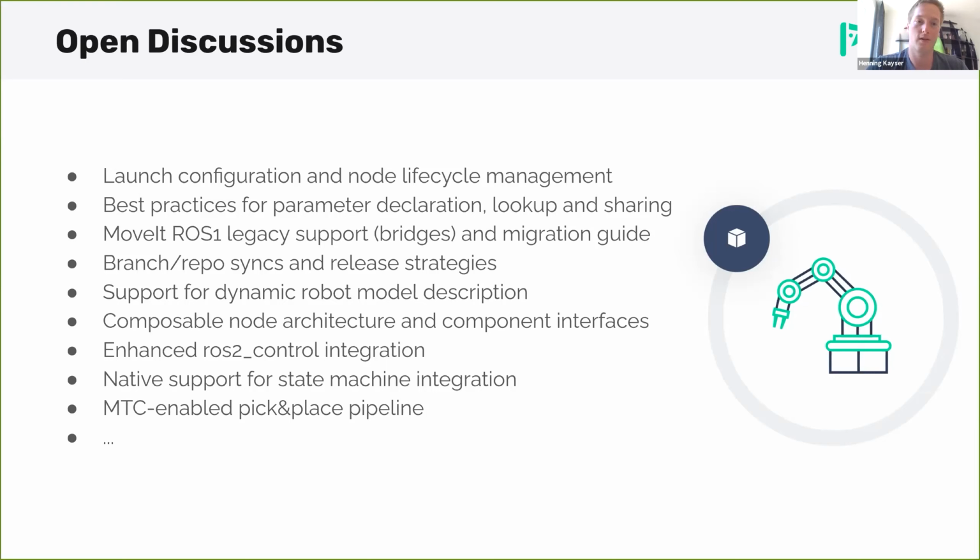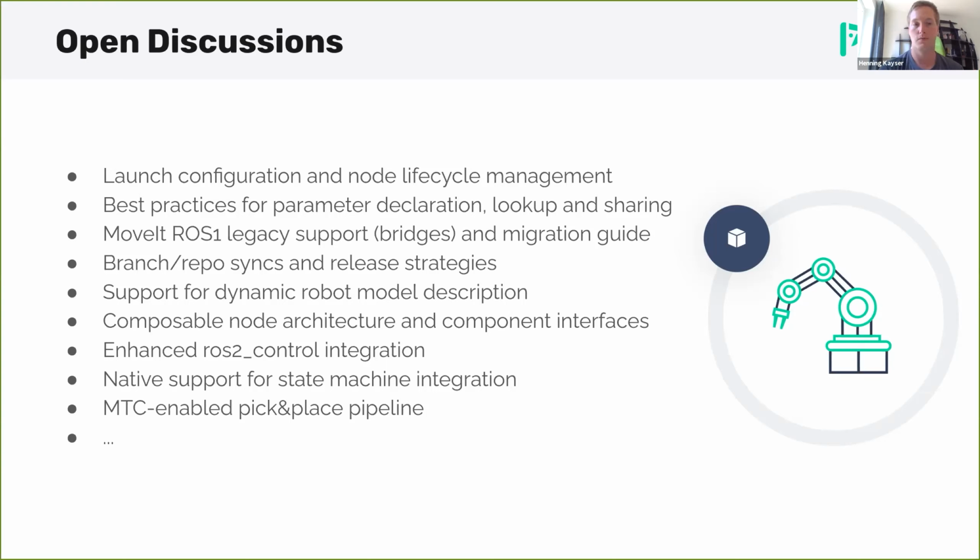We're still looking into best practices for parameter declaration, lookup, and sharing. So our goal is to have all parameters in MoveIt declare themselves, so that the nodes really complain if something is missing, and it should be really straightforward to know what is wrong in your parameter setup, because I feel like with MoveIt 1, it was always a pain that there are so many config files and so many different ways to configure your setup, so that it's really difficult to maintain at the same time. So we want to really simplify that.